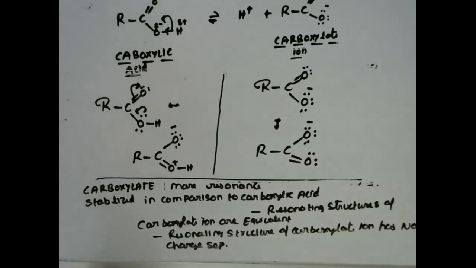Now let us see what is the effect of the groups. If you put some groups on carboxylic acid, how does it change its acidic nature? Already we have done this in the case of acidic nature of phenol and alcohol. If you put electron withdrawing groups, the acidic nature increases. If you put electron donating groups, the acidic nature decreases.